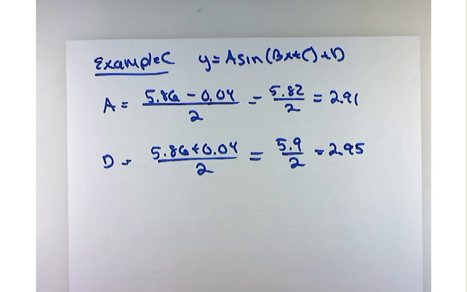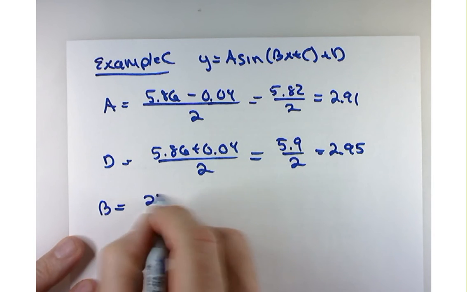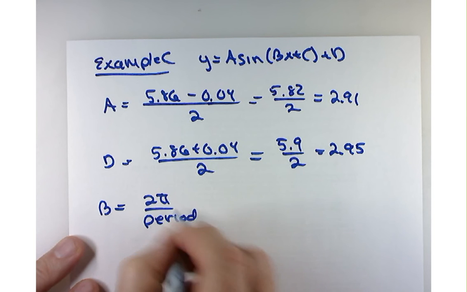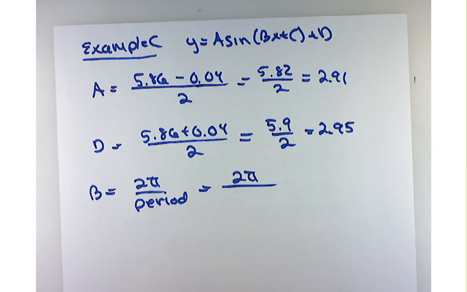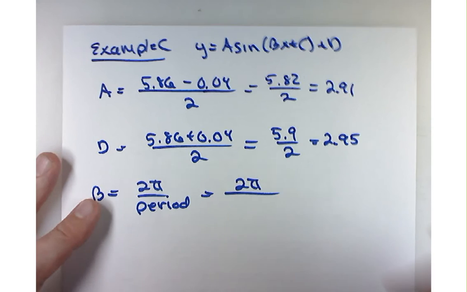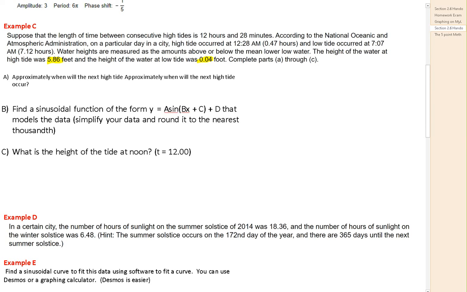Okay. Great. 2 down, 2 to go. Let's work on B next. So B is going to equal 2 pi divided by the period. In words, what is the period? What's the period of that graph in words? Yeah, how often it repeats. Great. And let's see if we can't figure that out based on what it says here. So high tide occurred at, let's see here. No, even better than that. The length of time between high tides was 12 hours and 28 minutes. That's your period, right there, 12 hours and 28 minutes.